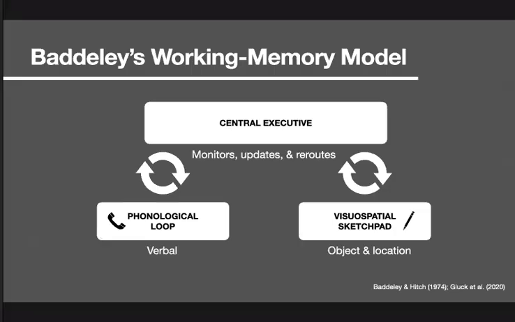In 1974, Alan Baddeley demonstrated this model of working memory. The process he proposed includes two distinctive, independent short-term memory buffers: a phonological loop, which rehearses verbal information through mental representations, and a visuospatial sketchpad, which holds and manipulates mental representations of objects and their locations. Both of these buffers are controlled and monitored by a central executive.